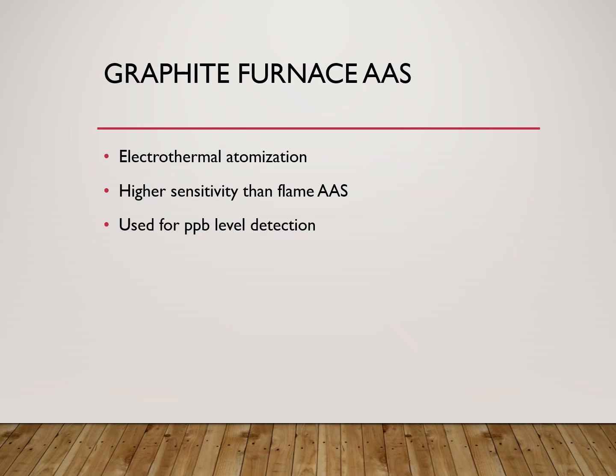While discussing graphite furnace atomic absorption spectroscopy, it uses an electrically heated graphite tube to atomize the sample. It provides much higher sensitivity as compared to flame atomic absorption spectroscopy and is capable of detecting metals at parts per billion level. However, it is a more expensive and time-consuming technique.